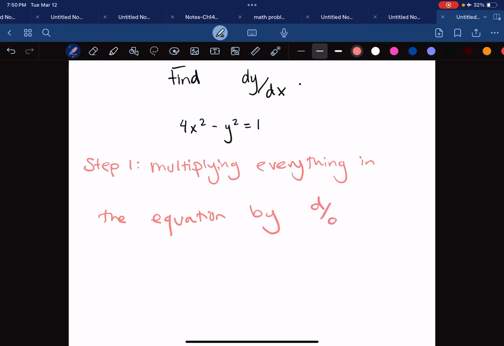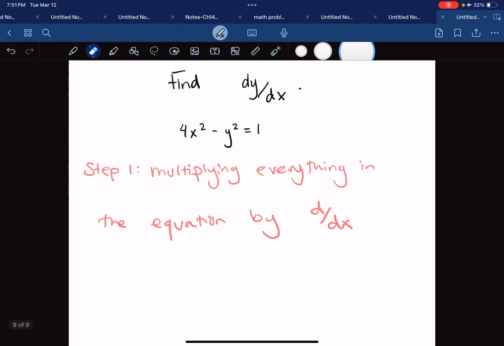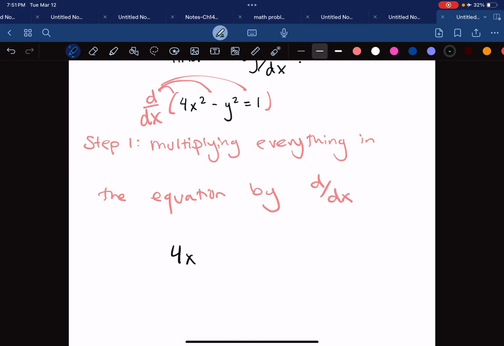Multiplying everything in the equation by d/dx, because for this problem we're differentiating with respect to x, so we're multiplying everything in the equation by d/dx. So I'm going to put d/dx out in front, and then distribute that to everything in my equation. What that shows is that I am taking the derivative of each little piece of this equation. So we have d/dx times 4x squared minus y squared times d/dx is equal to 1 times d/dx.